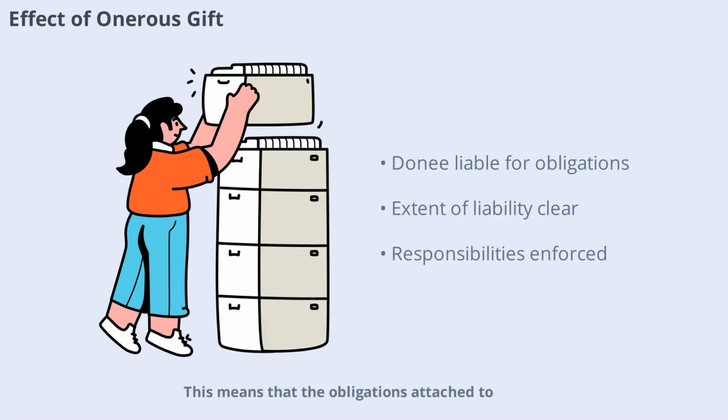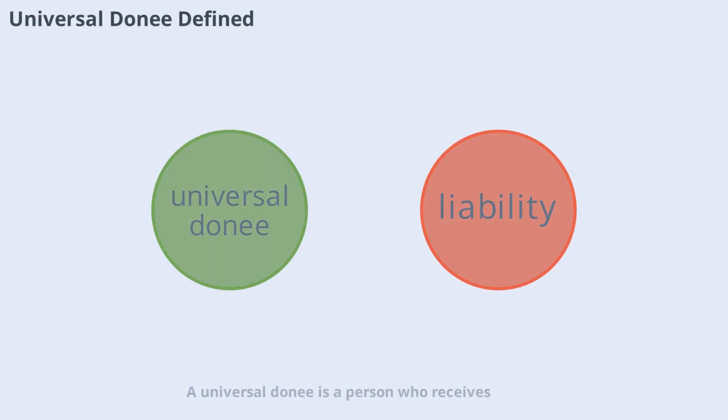This means that the obligations attached to the gift must be fulfilled by the donee, ensuring that the burdens are not ignored. The law provides clarity on the extent of liability, preventing disputes and ensuring that the donee understands the responsibilities involved.